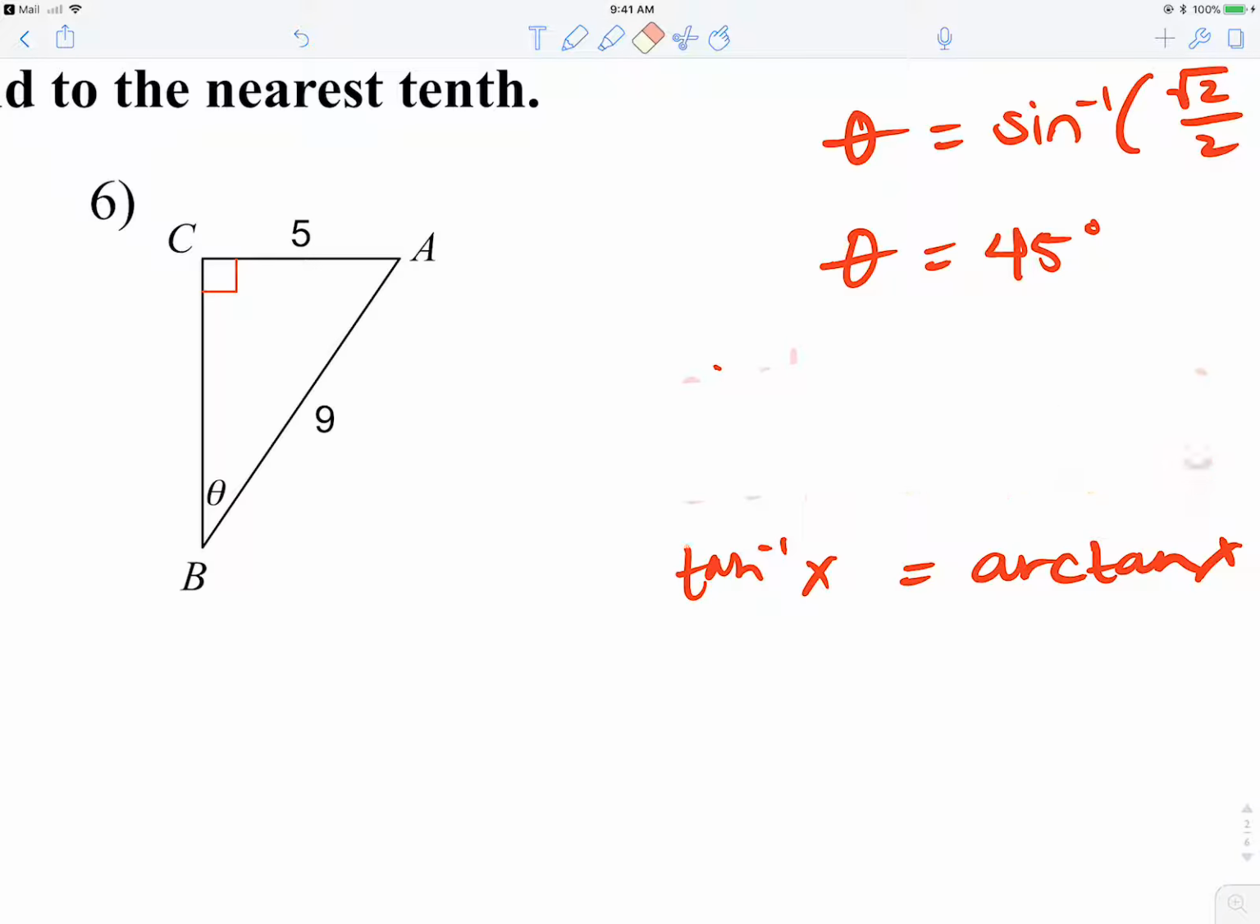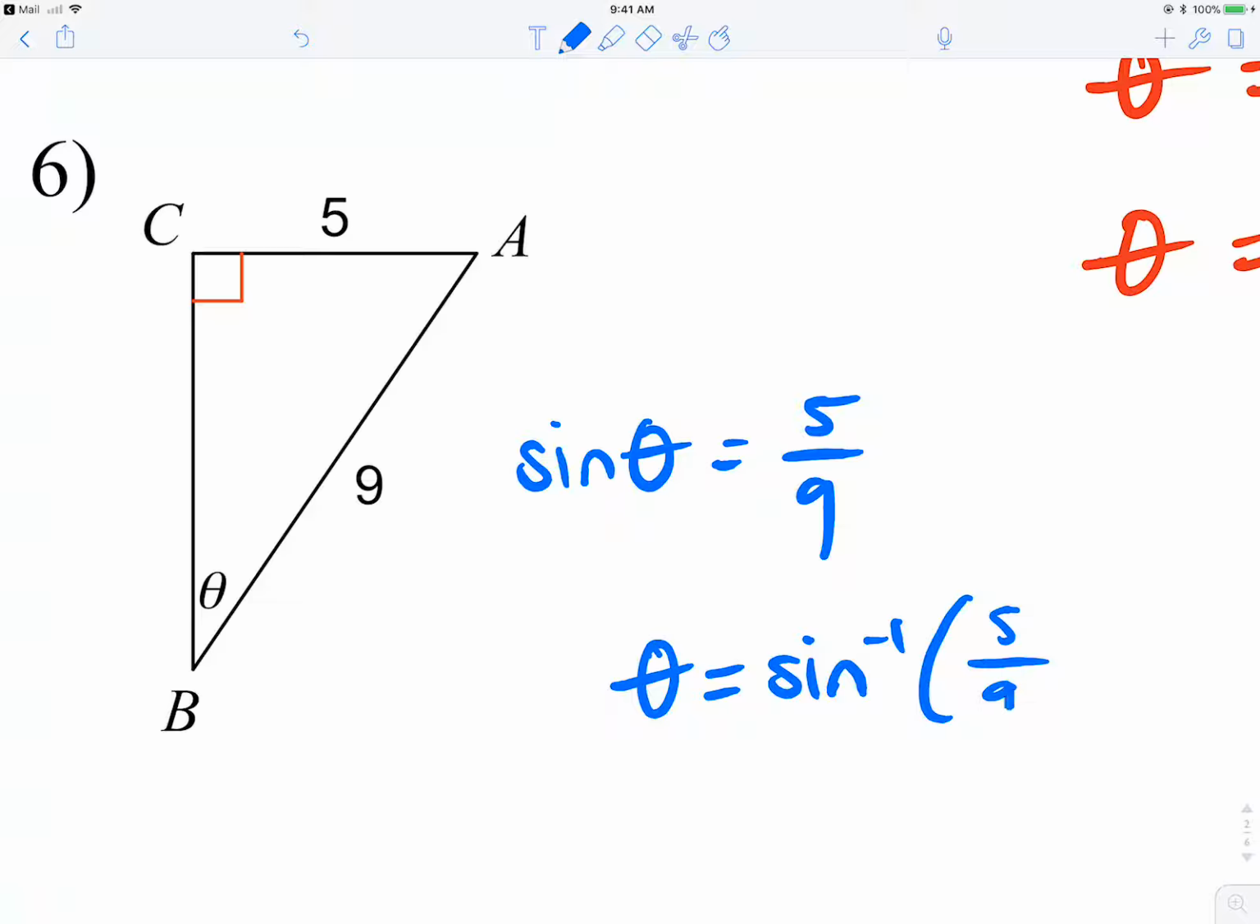Okay, so we're solving for theta, and we are given the side opposite to theta as well as the hypotenuse. So opposite and hypotenuse, that tells me I'm using sine. Sine of theta is equal to opposite over hypotenuse, 5 over 9. Again, not a ratio that's on the unit circle, so we are going to use inverse sine to determine what theta is.